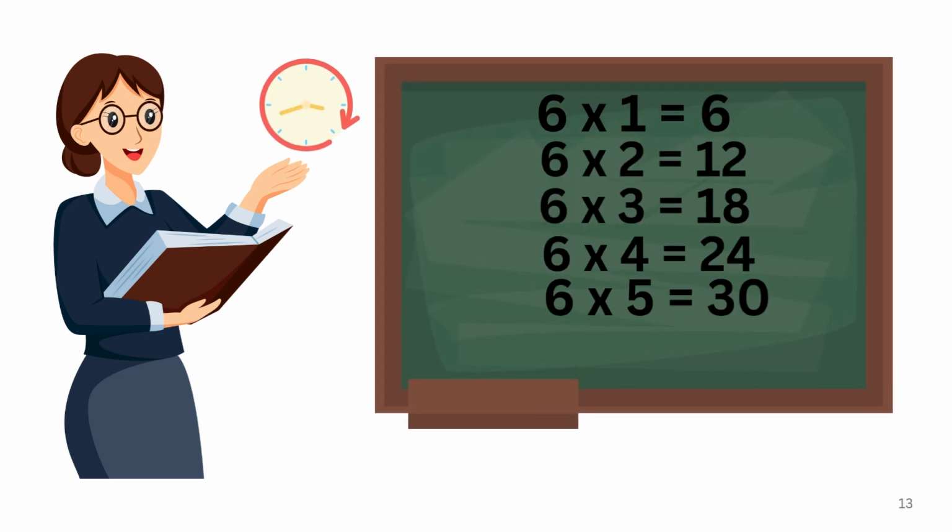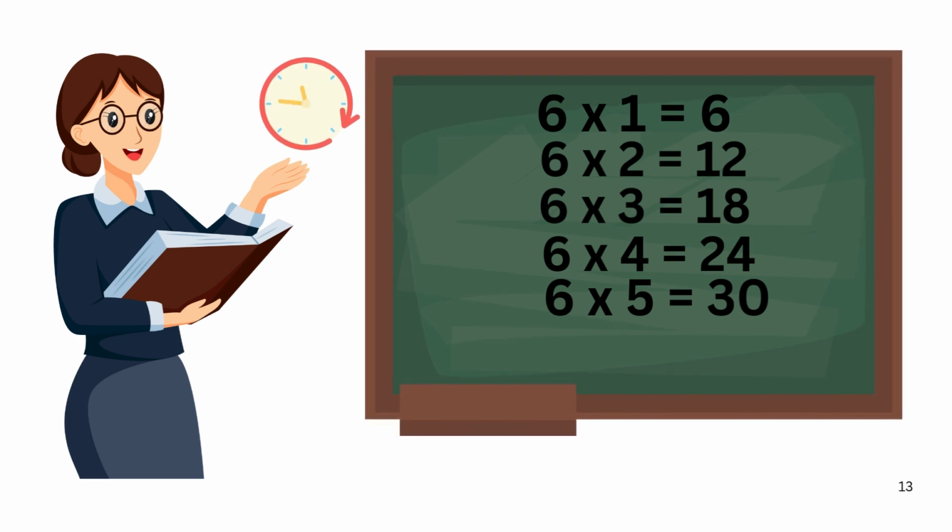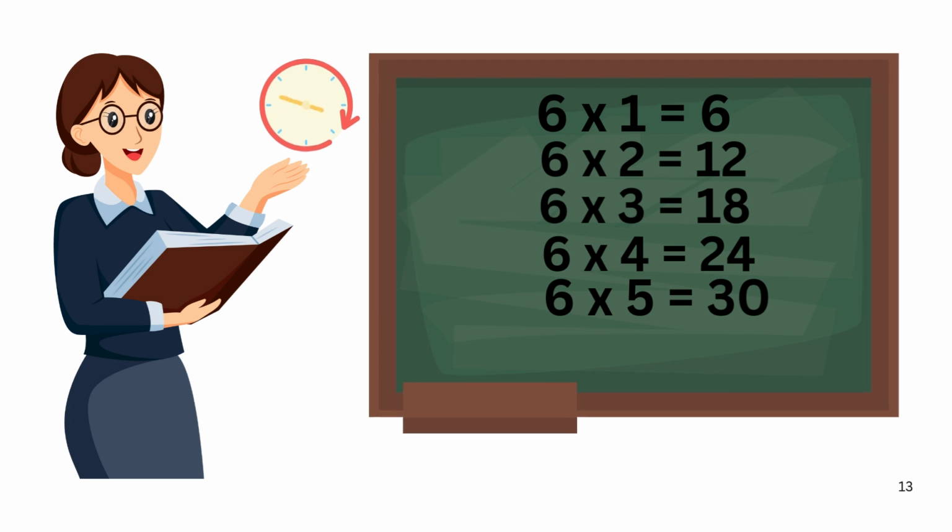Yes, you are right, number 6. Now we are going to learn the table of number 6. 6 multiplied by 1 equals 6. 6 multiplied by 2 equals 12. 6 multiplied by 3 equals 18. 6 multiplied by 4 equals 24. 6 multiplied by 5 equals 30.